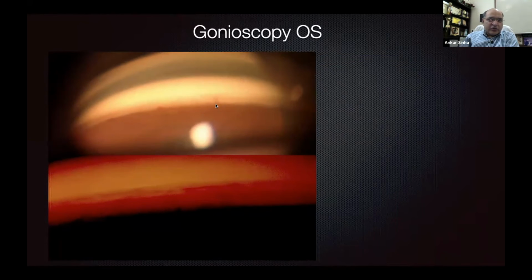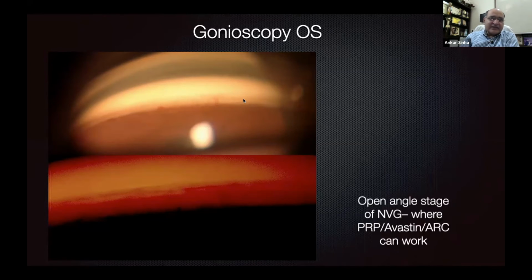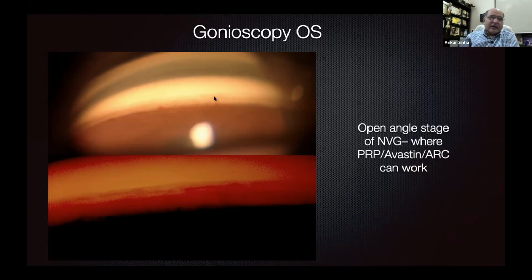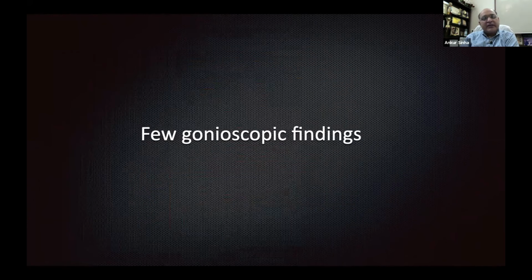And what we see on gonioscopy is this thin tuft of vessels which is coming up, and the other picture, which is the inferior one, is showing you a lot of hemorrhages. So this signifies that we still have open angles and NVA. So probably anti-VEGF with PRP is going to work in these patients.